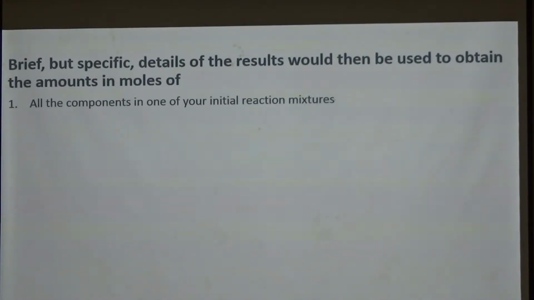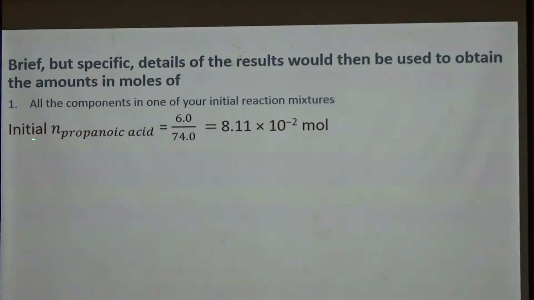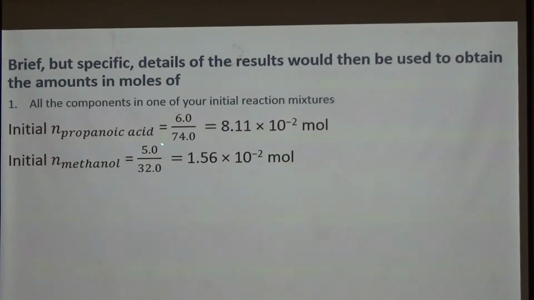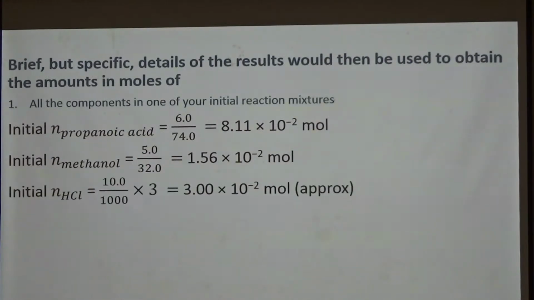Examiner to have. Okay, so for brief but specific details of how the results will be used to obtain the amounts in moles of all the components in the initial reaction mixture, you just need to find the initial amount of propanoic acid: what mass you use, 6 grams, divided by the MR, you will get the initial amount of propanoic acid. The initial amount of methanol, same thing, take the mass divided by MR. Initial amount of HCl, just take the volume multiplied by the concentration.